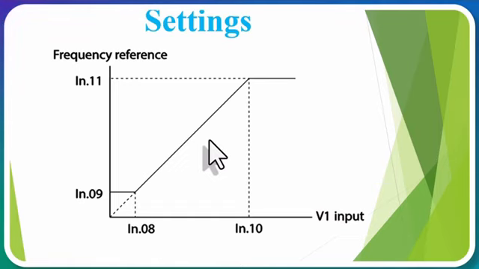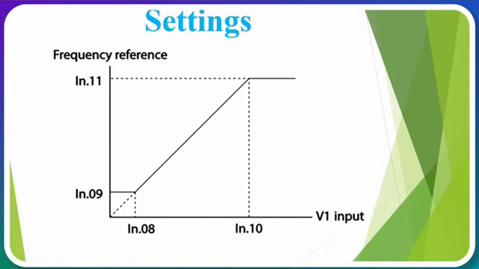Now, for an analog input, we need to define 2 points for the inverter, the minimum point and the maximum point. We have to specify at the minimum voltage what the frequency should be, and at the maximum voltage what the maximum frequency should be. These parameters are INSF8, which sets the minimum voltage at the analog input, INSF9, which sets the minimum frequency at that point, INSF10, which sets the maximum analog input voltage, and INSF11, which sets the maximum analog input frequency.